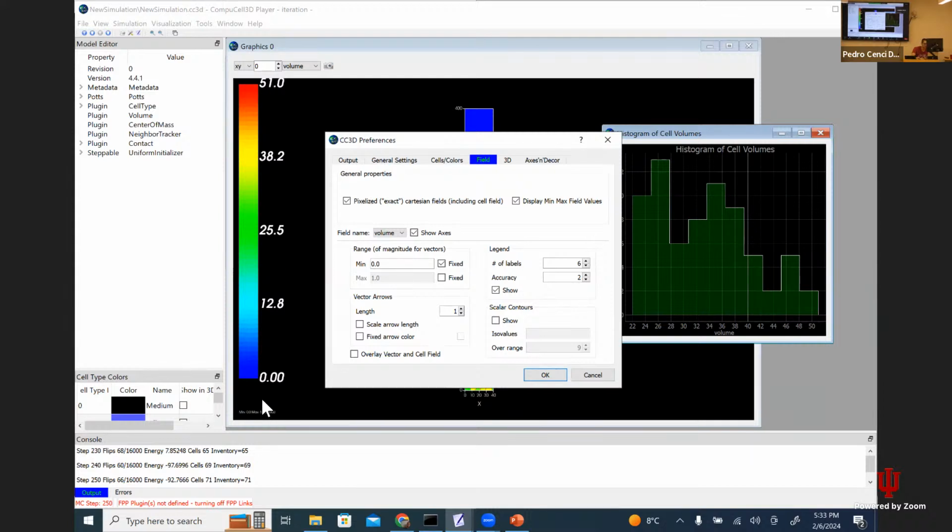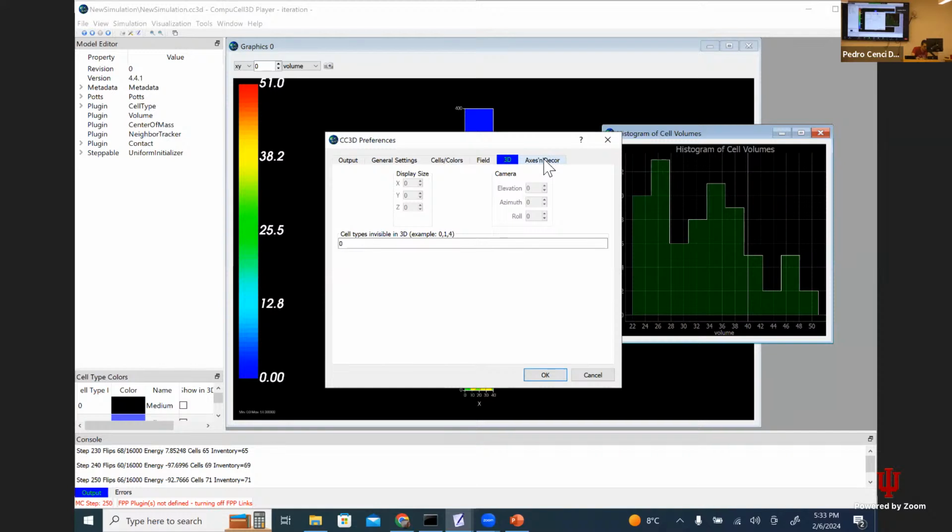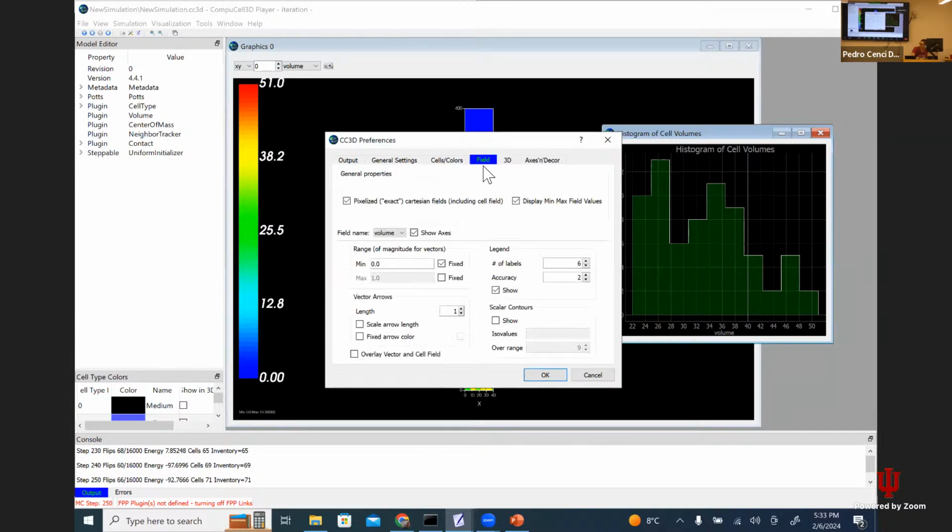It automatically assigns this blue to red rainbow color scale. I don't know if you can change the colors, so we just stick to that. I think you cannot choose another palette.